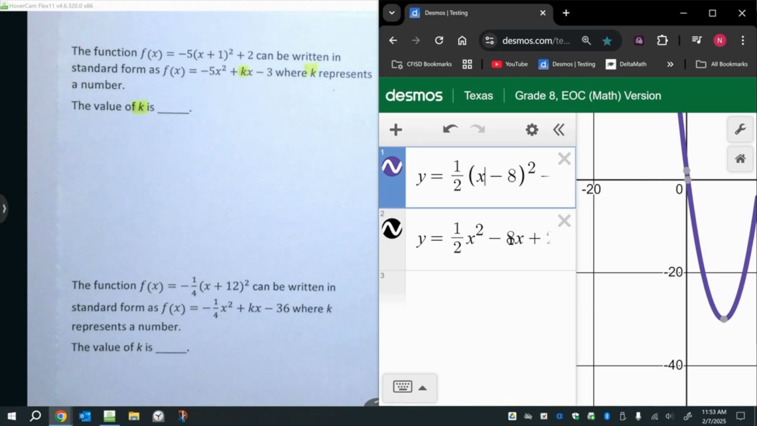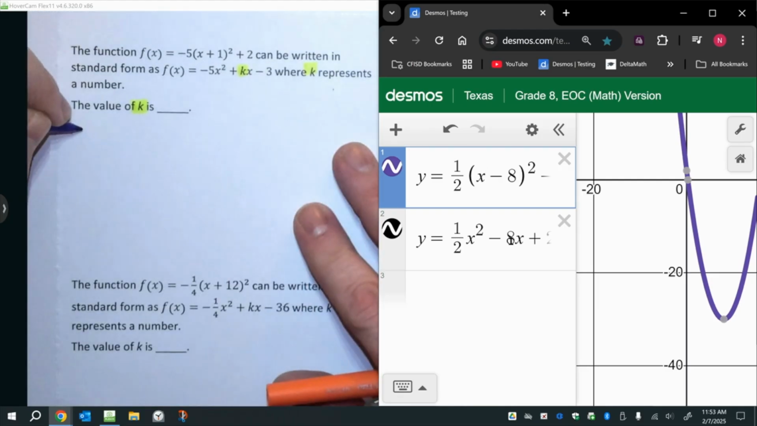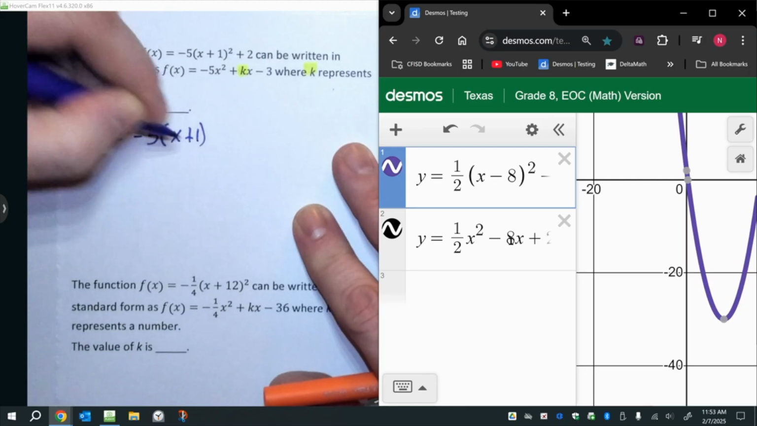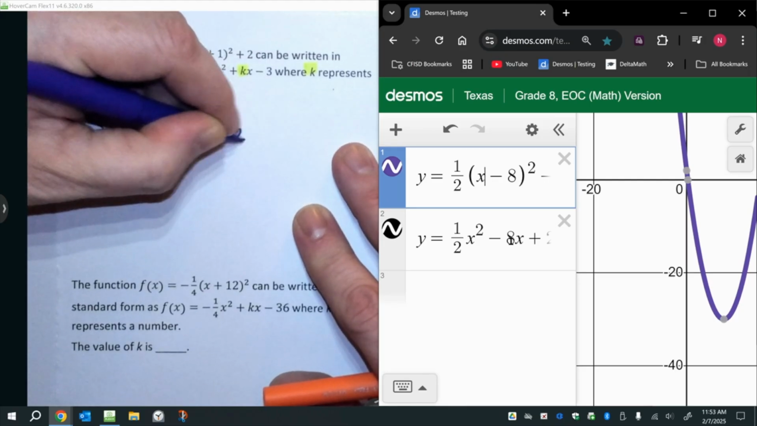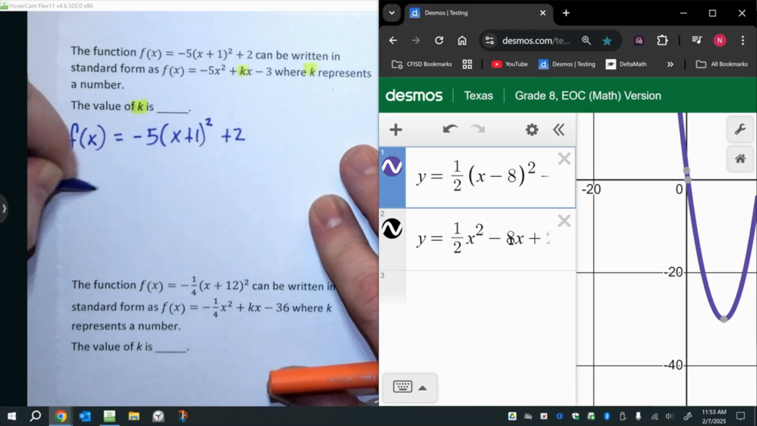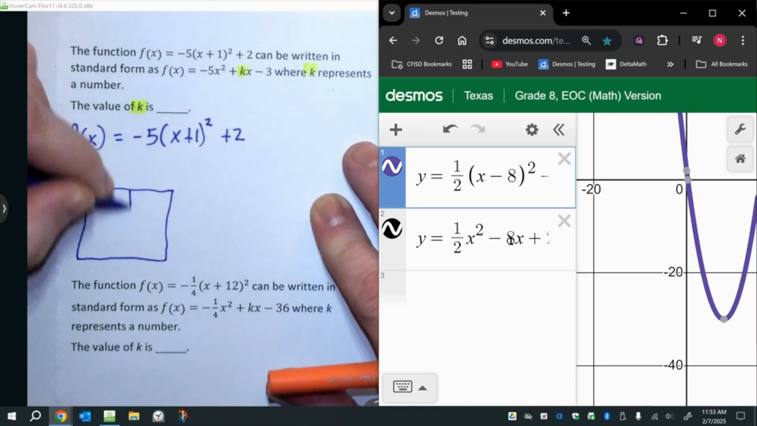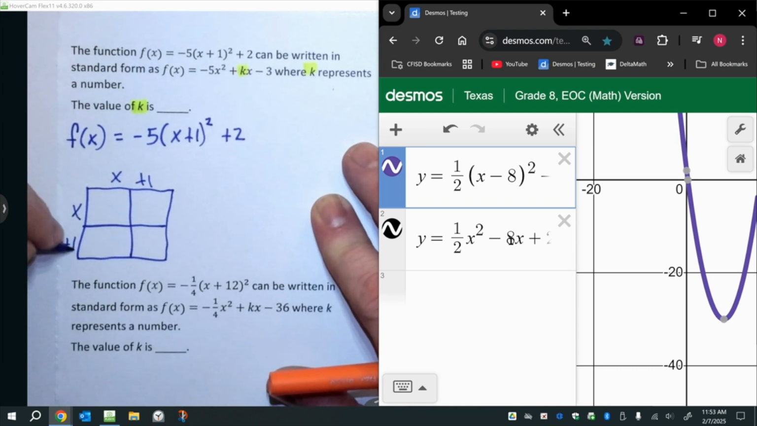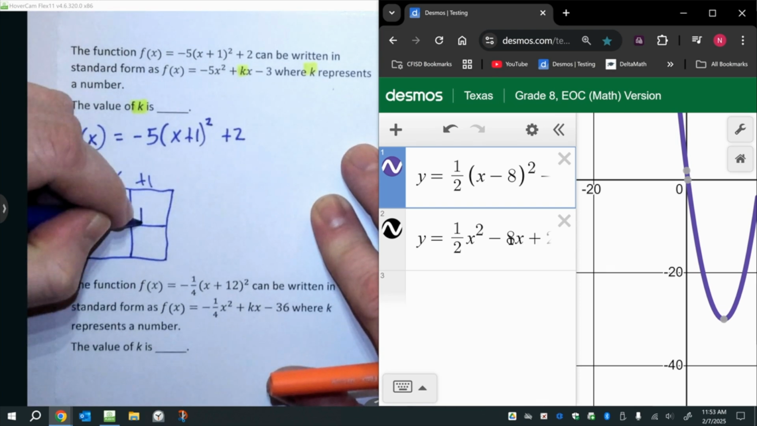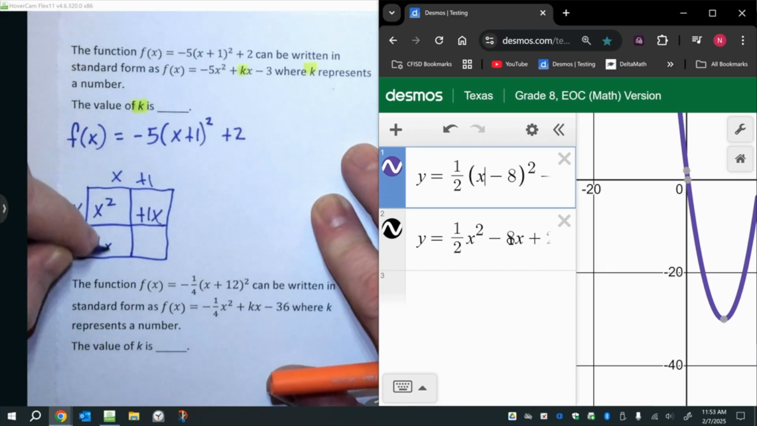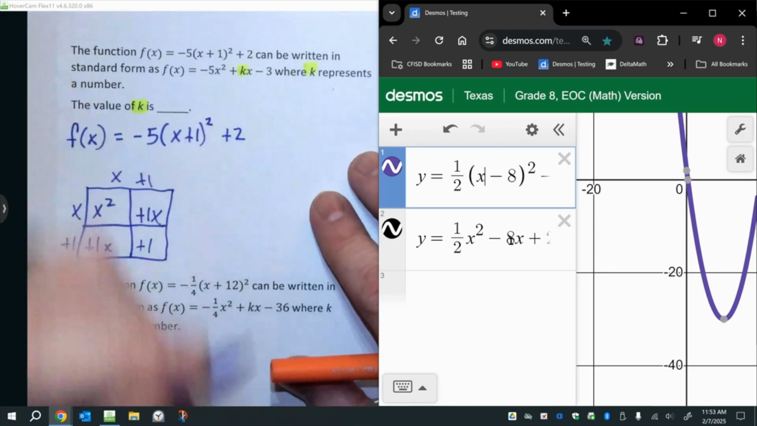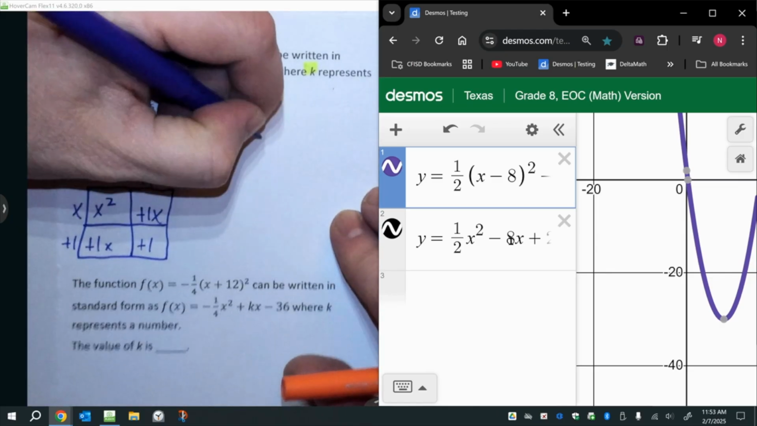Okay, so here's what we got. Well, we have f of x equal to negative 5 times (x plus 1) squared plus 2. And I'm going to use my box for the x plus 1 part. x squared, positive 1x, and 1 times 1 is 1.